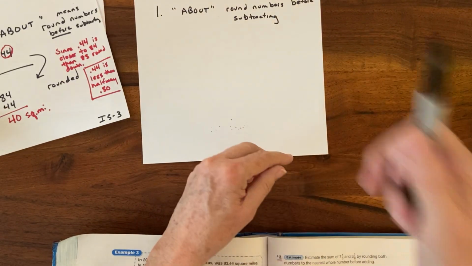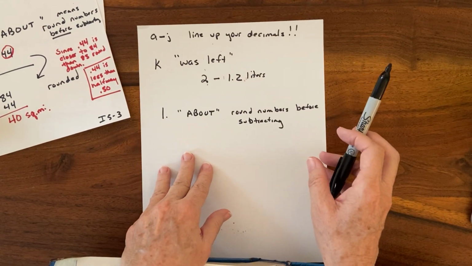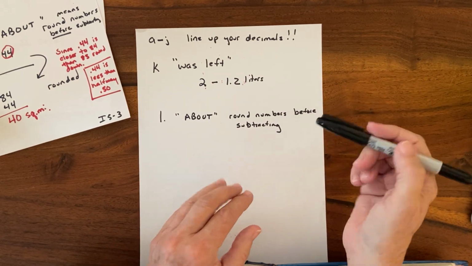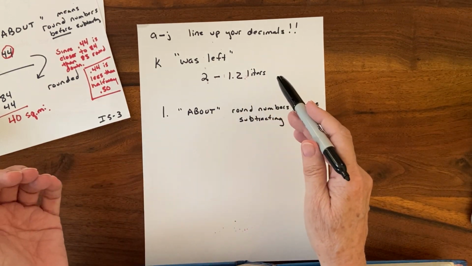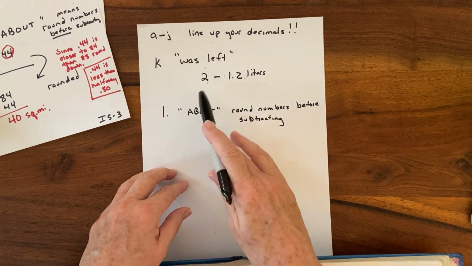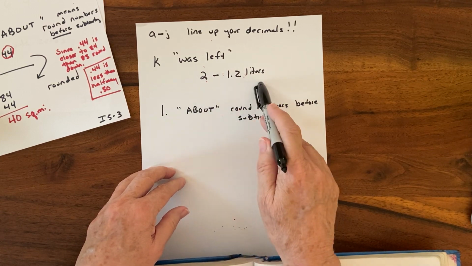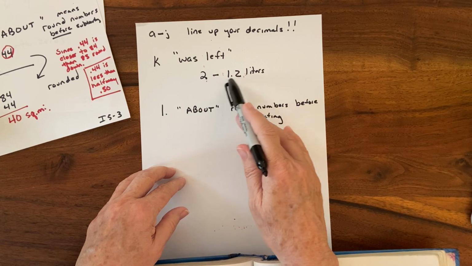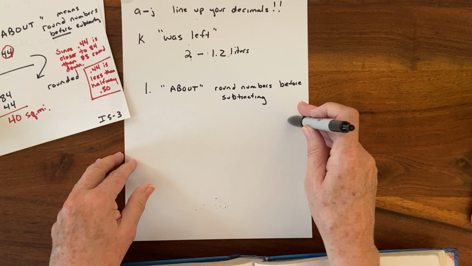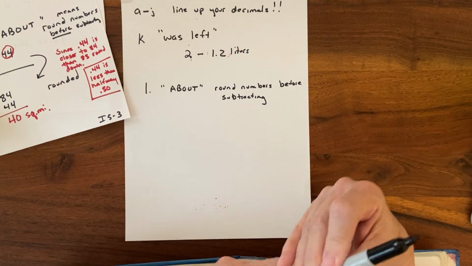Okay. On your lesson practice, A through J, remember, line up your decimals. Once you line them up and bring it down, you don't have to worry about them anymore, okay, until you read it. On K, they tell you that Anissa is pouring cranberry juice. So she had 2 liters. She poured out 1.2 liters. How much is left? So you're going to subtract 1.2 liters from 2 and find out what you get left. And L is an about problem, about how much greater. So you're going to round those numbers before you subtract, okay?